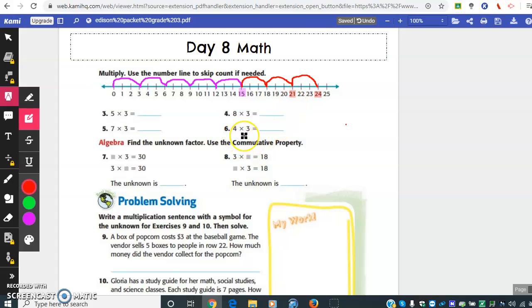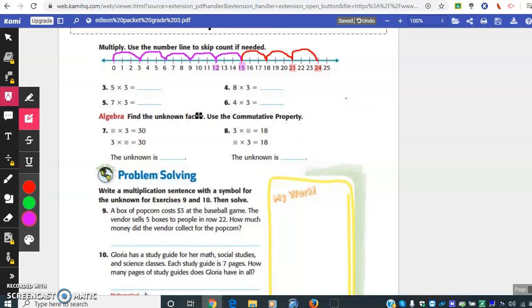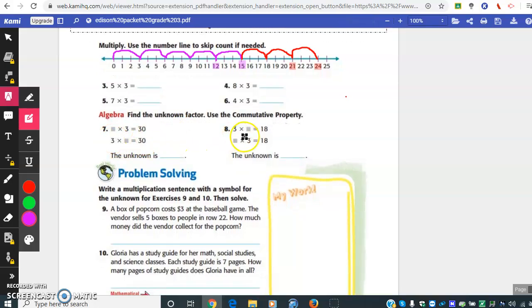And then the last one says 4 jumps of 3. So I'm going to count it out. 1, 2, 3, 4. And that leaves me at the 12. So all of my answers have been figured out because I jumped by 3s, and every single one of these wanted me to jump by 3s. I can use the same jumps over and over and over again because they're all jumps of 3. So you're going to go ahead and record your answers for 3, 4, 5, and 6. And then we're going to talk about questions 7 and 8.